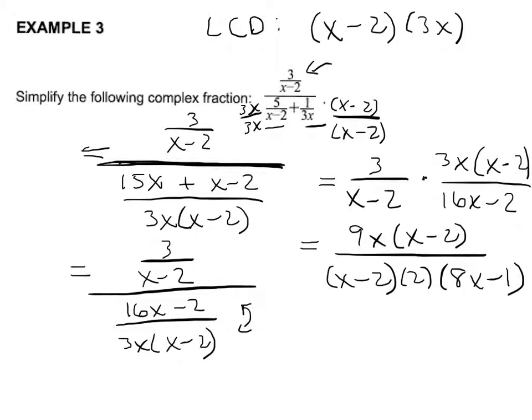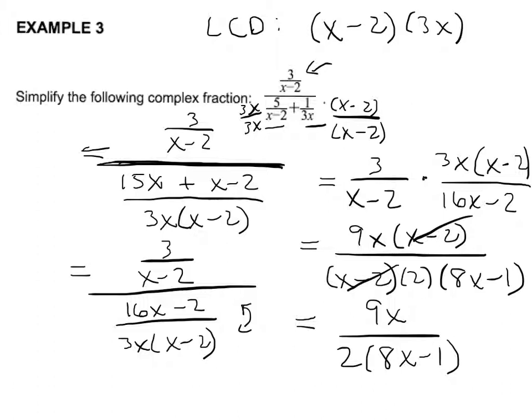So the final step for simplifying, of course, is to find our common factors between the numerator and the denominator. We can cancel those out, and then we're left with 9x over 2(8x minus 1). So the keys here were determining what we wanted to tackle first, which was our denominator, and that involved adding rational expressions, so we had to find a least common denominator. And then once we had one fraction in the numerator and one fraction in the denominator, we could go ahead and simplify the way that we learned in 9.4.